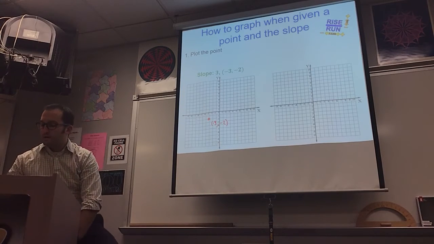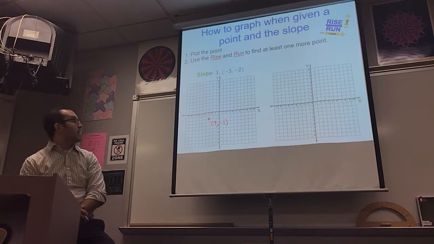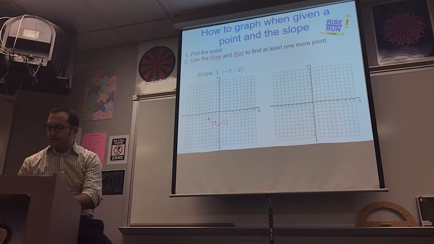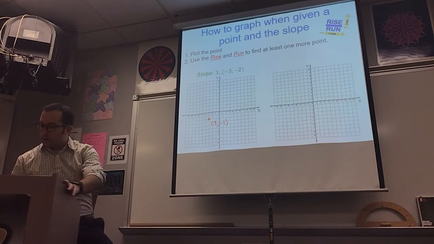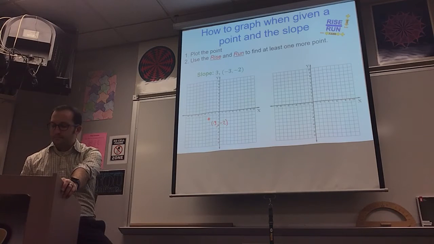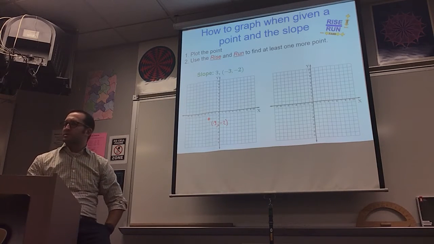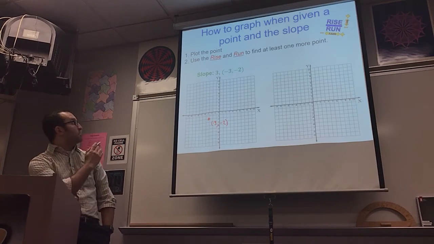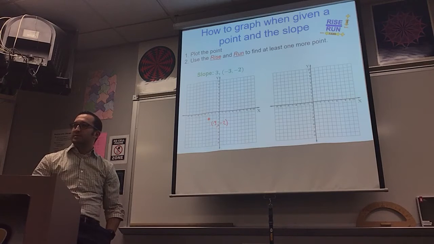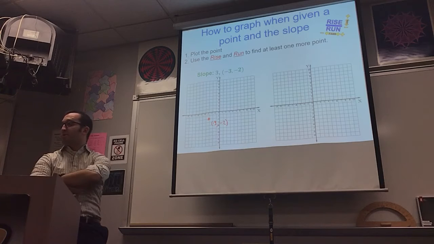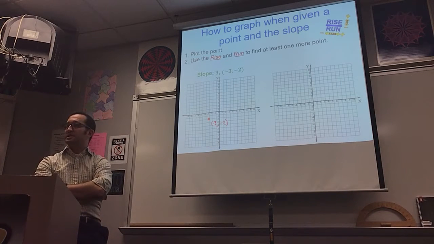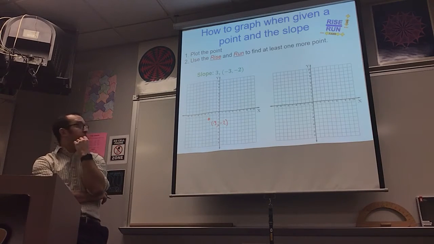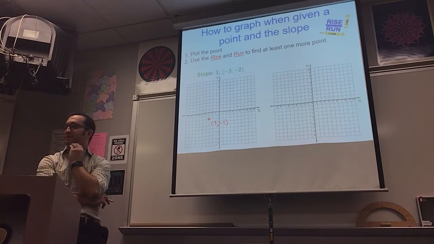Okay? Then we want to use the rise and run to find at least one more point. We're actually going to find a lot more points. We need to use the rise and the run. So what is the slope here? 2 over 3. What is the slope here? Read again. Read the problem again. You're going to have to write this information down because I didn't put it on your notes, on purpose, so you could see it. What is the slope? Don't overthink it. What is the slope?